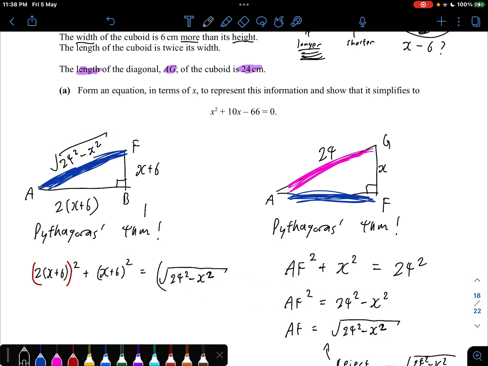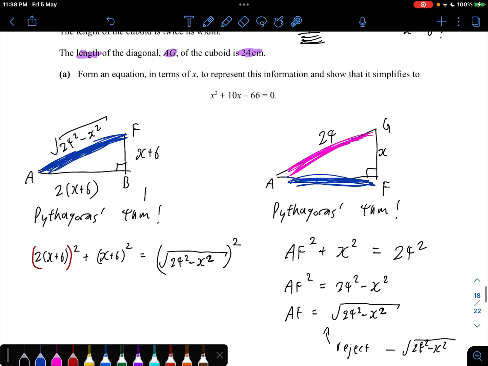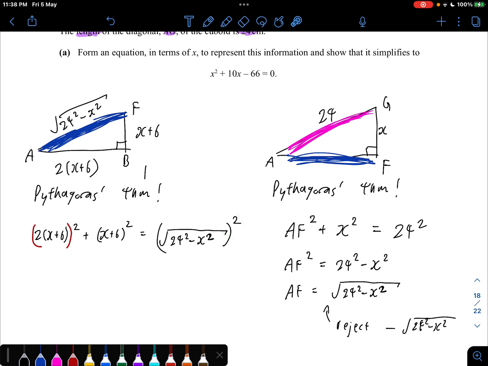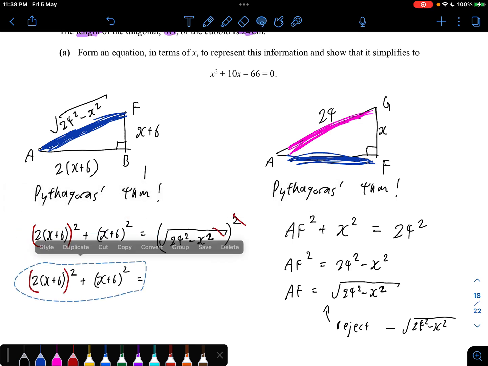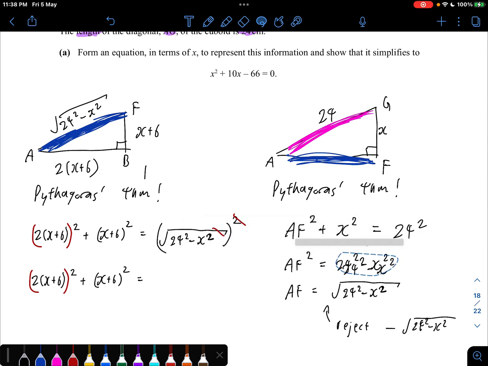And then bracket square. Right? Oh, but wait a minute. Square root and a square, they just cancel away. And they're just left with AF square, which was already written over here. So I could have been a bit more efficient by simply using AF square directly. Like this. Okay? Square the square root, they happen to cancel away. Okay, this is just AF square.